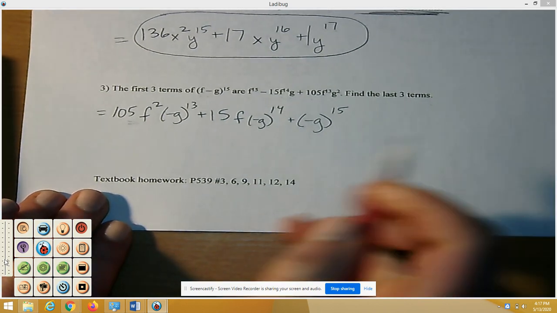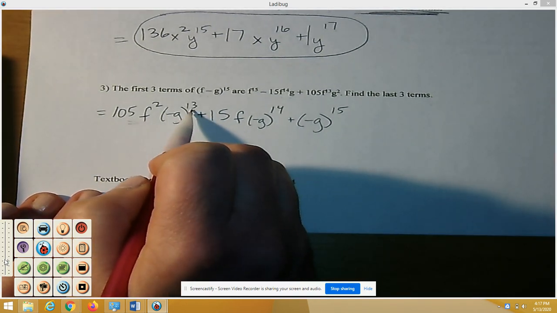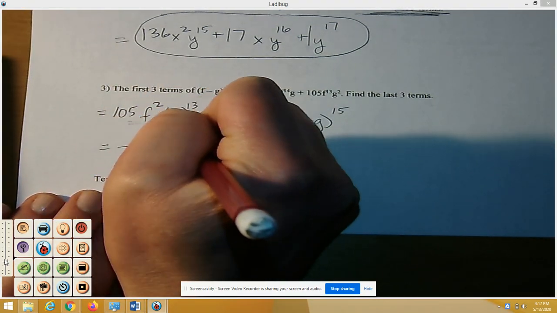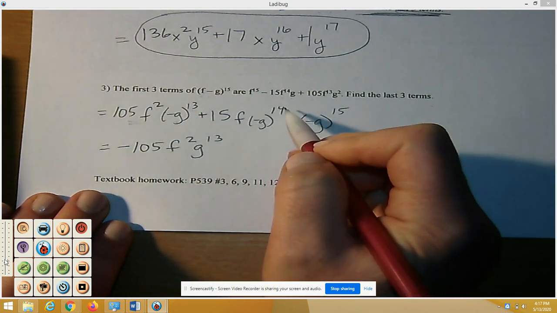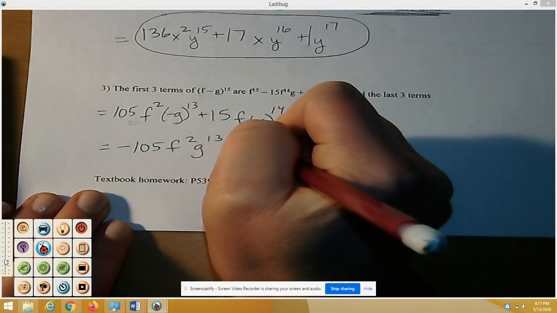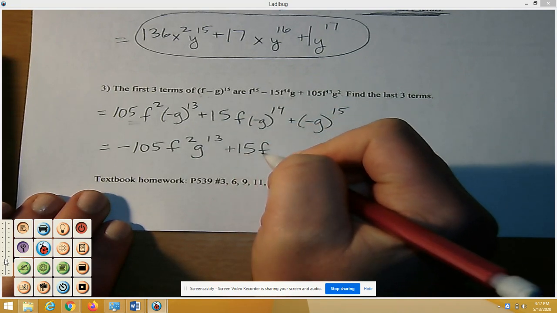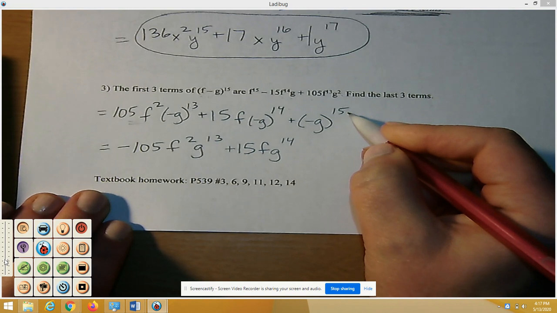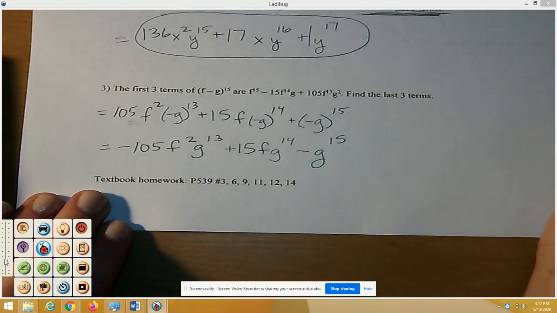So now if you look, this term, this negative g has an odd exponent. So that's going to make this negative 105 f squared g to the 13th. This negative g has an even exponent. So that's not going to affect the sign here, so it's just going to stay positive. So I have positive 15 f g to the 14th, and then because this negative g has an odd exponent, the last term will be negative g to the 15th.